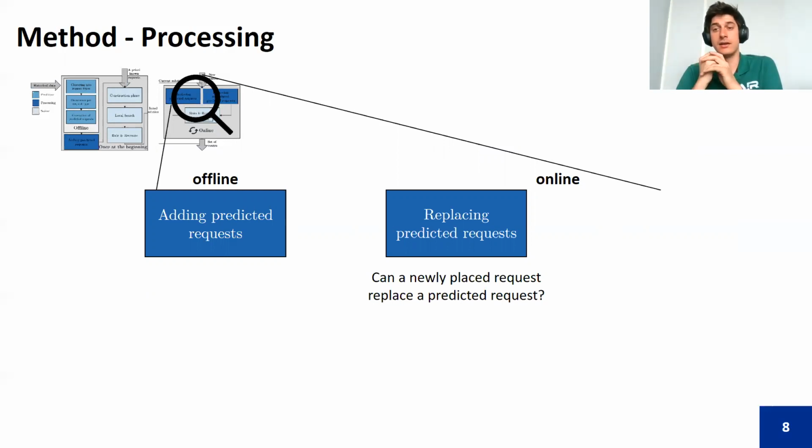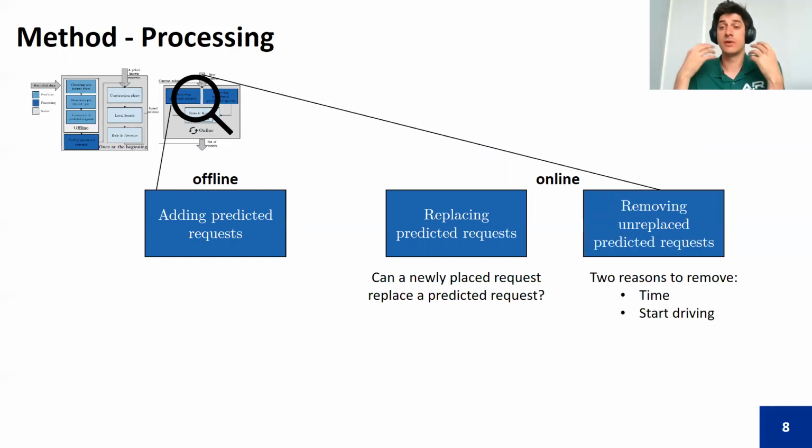Imagine a new request is placed. We then look whether there is a predicted request within our solution that's similar to the one that got placed. If that's the case, we replace the two and insert the new request by a cheapest insertion approach in our case. Then there's a second case. We remove predicted requests that did not have a counterpart, and we do so for two reasons. Number one, the time is exceeded at which the prediction should have become known. And when a vehicle would start driving towards the predicted request, then we also remove it from our solution.